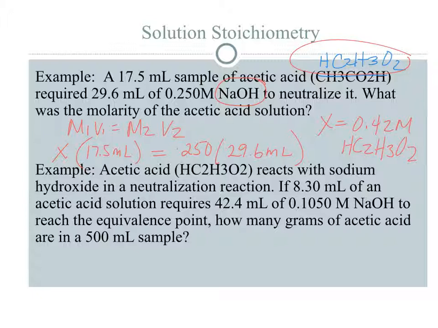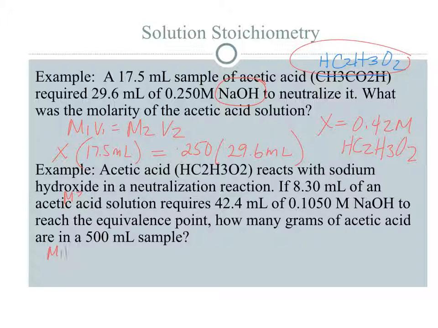Well, two things are going on here. First, I'm going to use my M1V1 equals M2V2 to find out the molarity of acetic acid. I need to know the molarity of acetic acid. I don't know that right now. Once I have the molarity of acetic acid, I can figure out how many grams are in 500 milliliters.